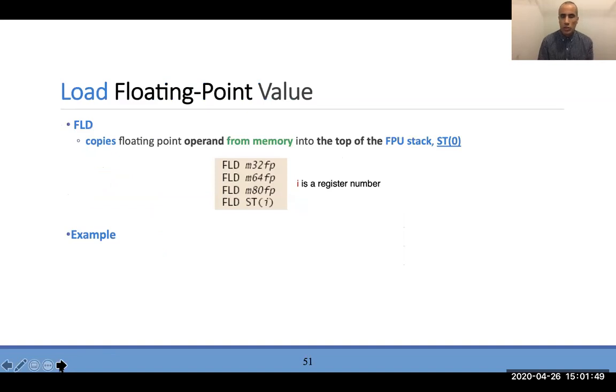All right, now we know the fundamentals, the postfix way of working, and we know the stack and how the stack is accessed, right? Through ST0, the top of the stack, and we know we have 8 registers, R0 to R7, and we know their size is 80-bit. These are the basic fundamentals, and then we know the basic instructions as well.